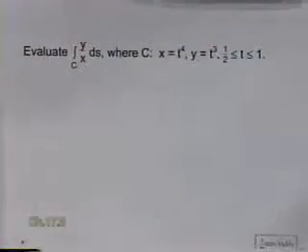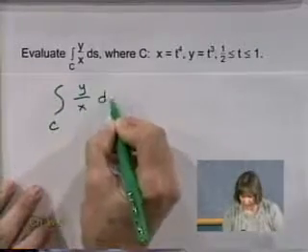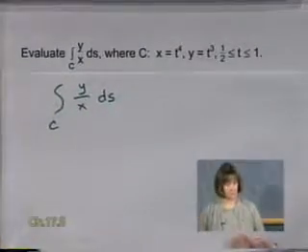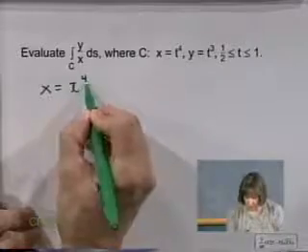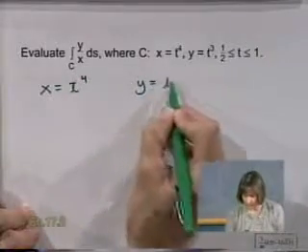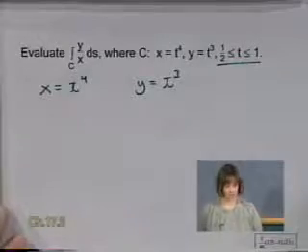Next one. In this particular one, they want us to figure out the integral over C of y over x ds. That's right here. This is the integral they want us to do. They're telling me x is t to the 4th, y equals t cubed, and t is ranging from 1/2 to 1.